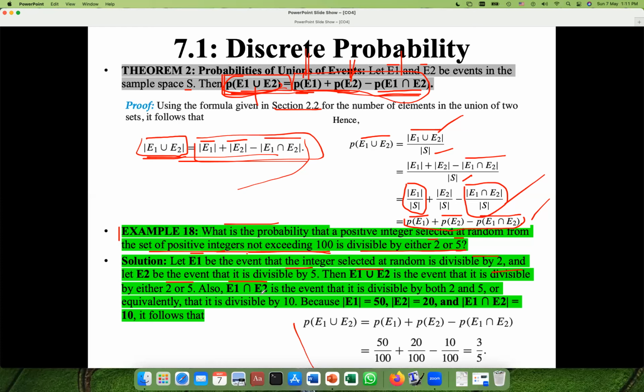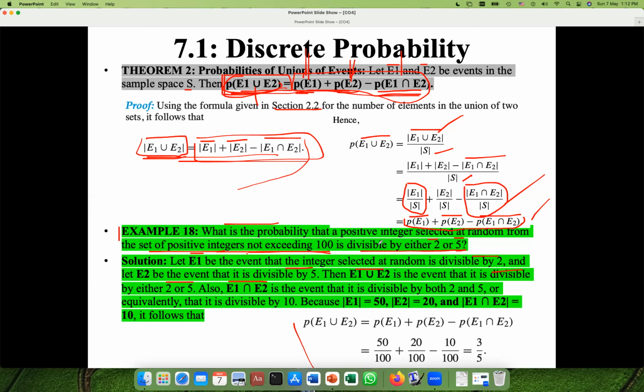For example, from 0 to 100, the number 10 is divisible by 2 and also 5. 20 is divisible by 2 and by 5. Both 30 too, and 40, you can go on. So there are 10 numbers from 0 to 100 which are divisible by both 2 and 5.